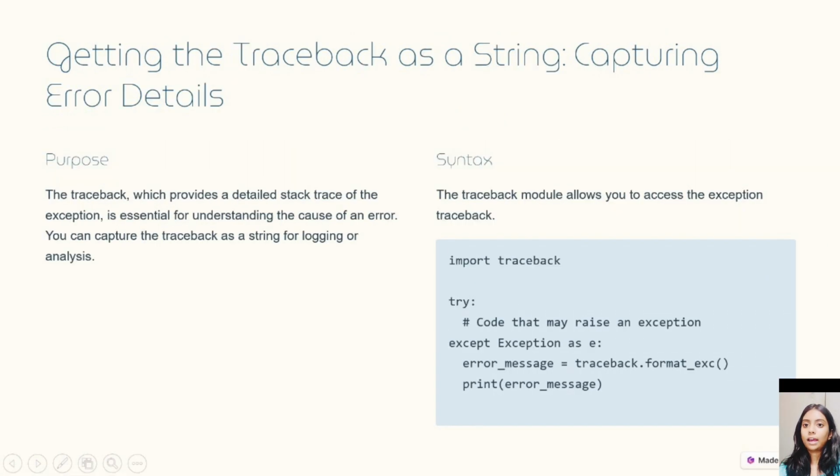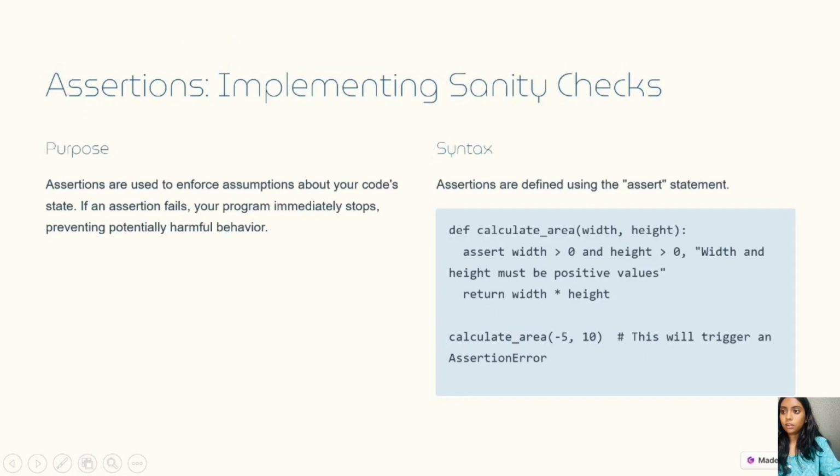Getting the traceback as a string, capturing error details. Purpose of this: the traceback, which provides a detailed stack trace of the exception, is essential for understanding the cause of an error. You can capture the traceback as a string for logging or analysis. And the syntax is as shown. The traceback module allows you to access the exception traceback. So we import traceback and use a try block.